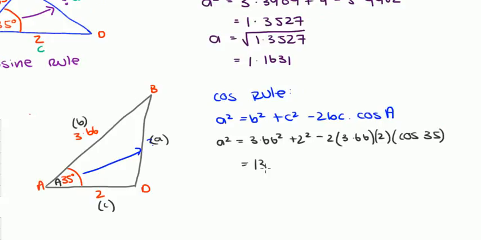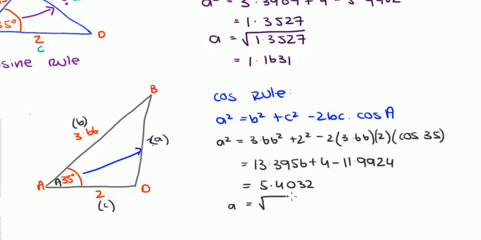So to simplify, we can't forget at the end, that's all equal to a squared. So a is equal to the square root again. So now we know that BD is equal to 2.3245.